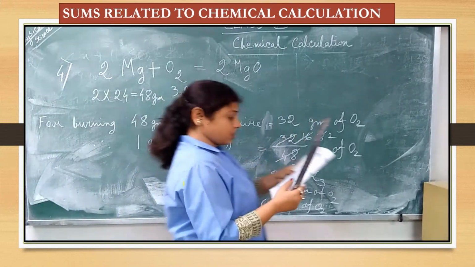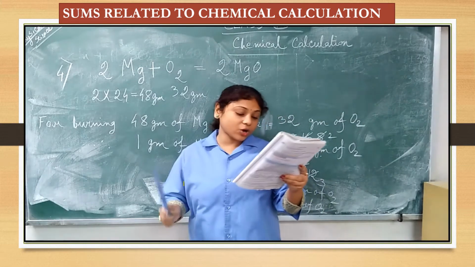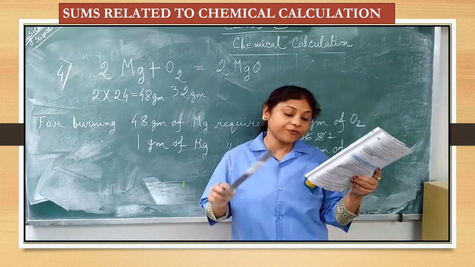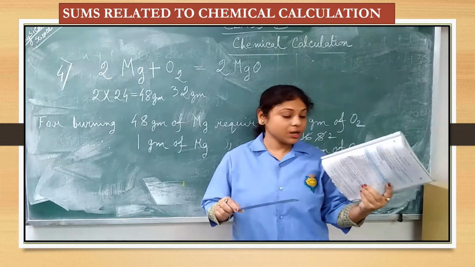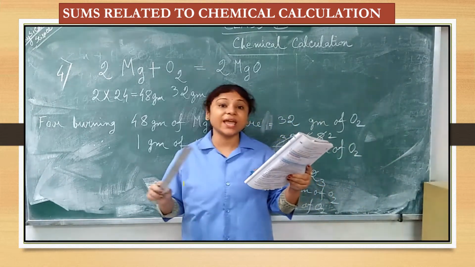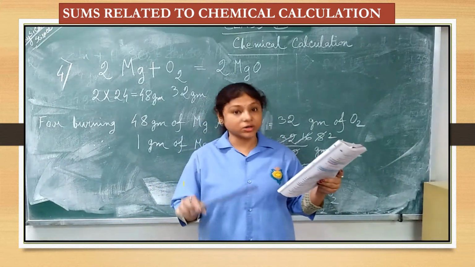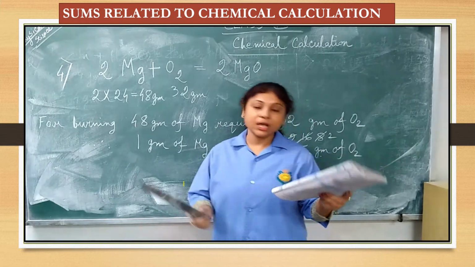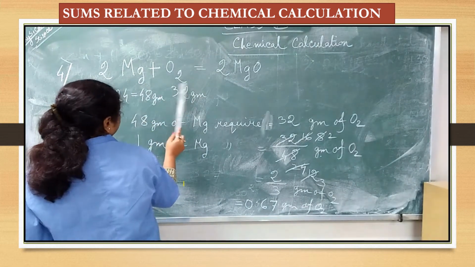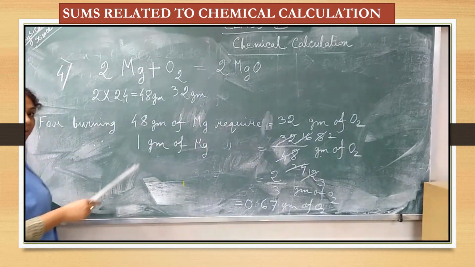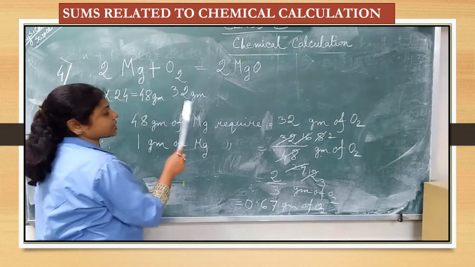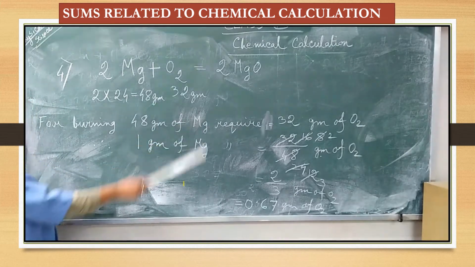Now, question number 4. In a closed vessel, 1 gram of magnesium is burned with 0.5 gram of oxygen. Which reactant remains in excess? Magnesium or oxygen? Which one will be the excess? So first write down the equation. 2Mg plus O2 is equal to 2MgO, that is magnesium oxide. 2 into 24, magnesium means 48 gram, and oxygen 32 gram, that means 16 into 2, 32 gram.